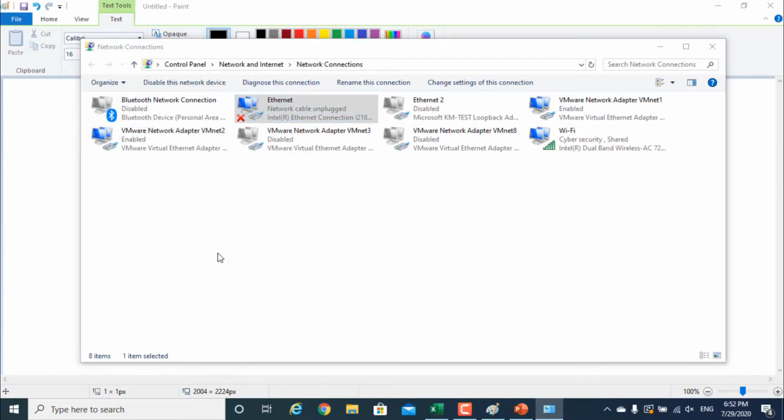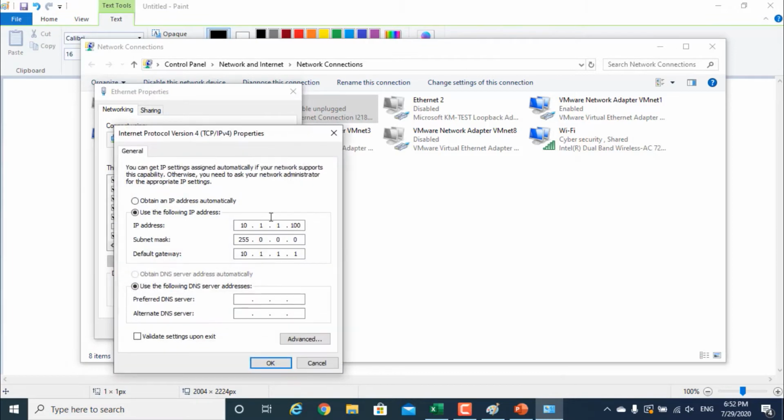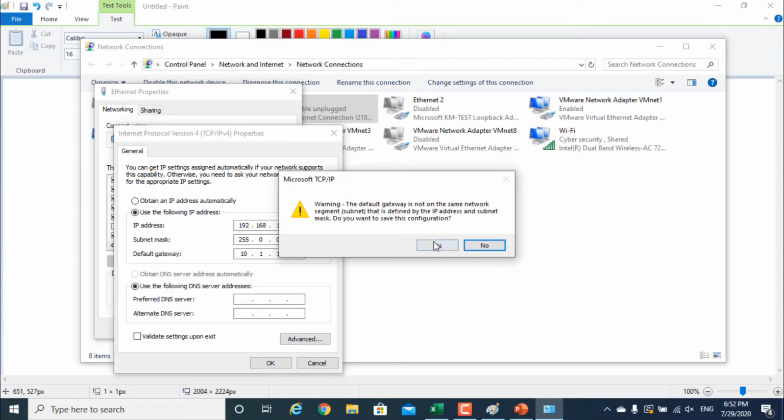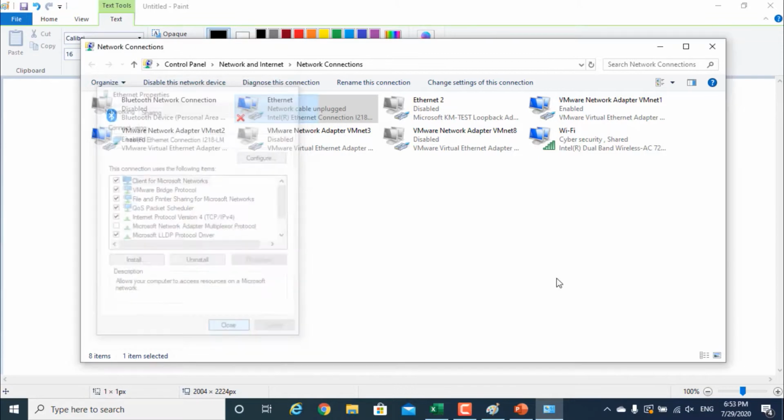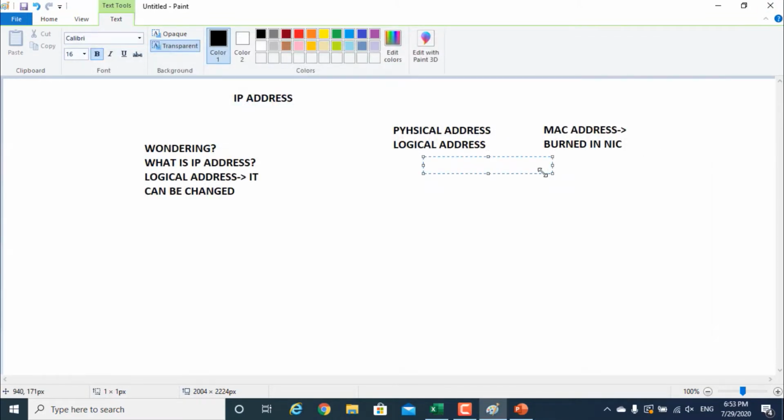Later on, I can change it to some other IP address. It really doesn't matter. I can even change all of the IP addresses totally, for example 192.168.1.1, let's say. Any type of address. The default gateway is not matching, so let's change it to 192.168.1.100. So you can easily change. I think this one is already assigned, so let's change this to 2. So you can change it anytime you want, depending upon your choice. So logical means that it's changeable.